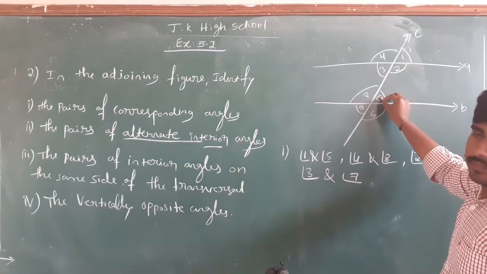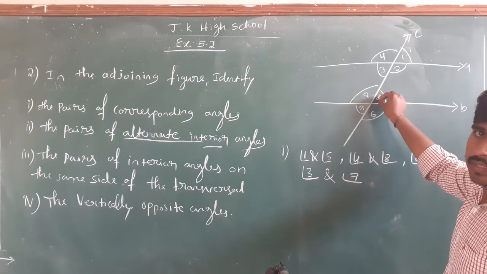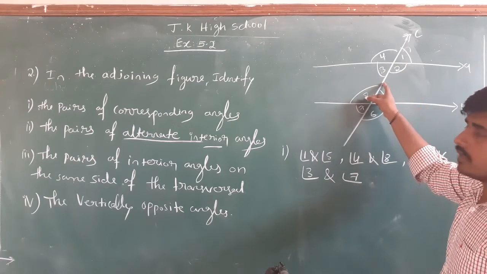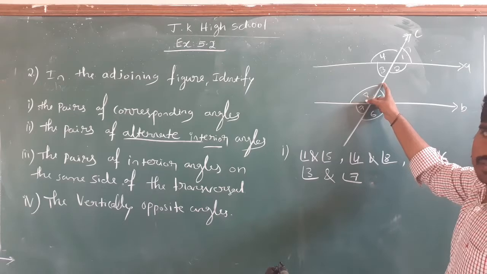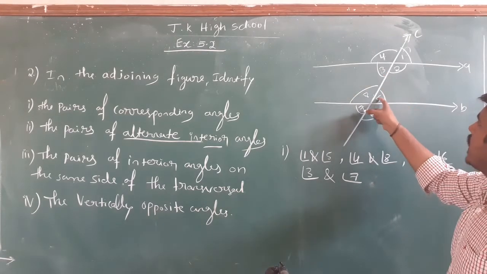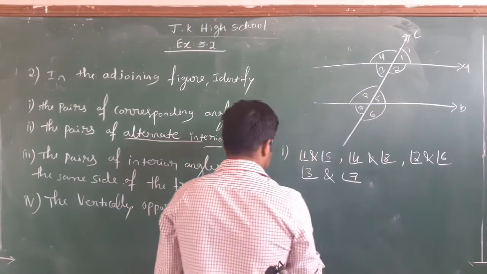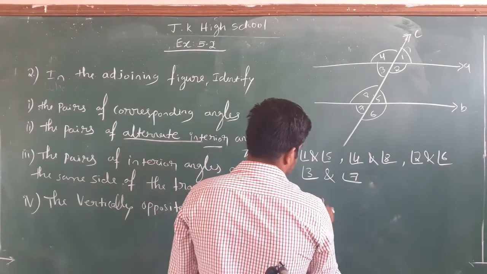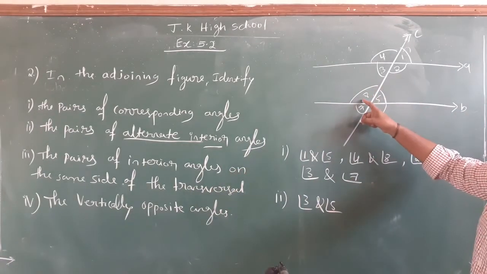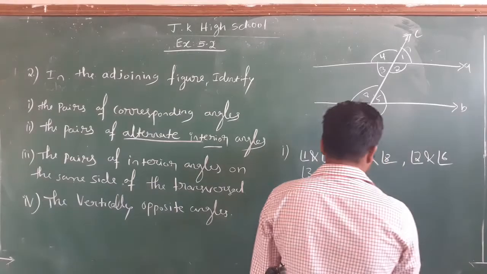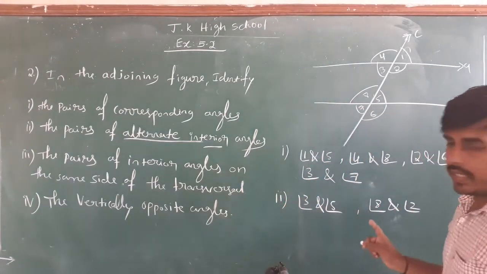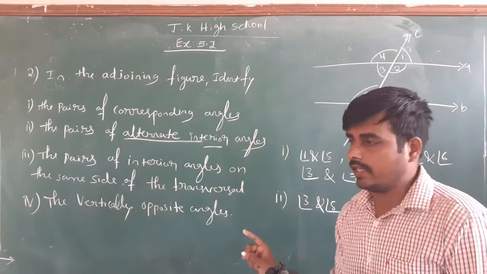3 and 5 are on the opposite sides of the transversal line, and both are interior, so they are alternate interior angles. So the second one is angle 3 and angle 5. Next, 8 and 2, angle 8 and angle 2. These two pairs are alternate as well as interior.